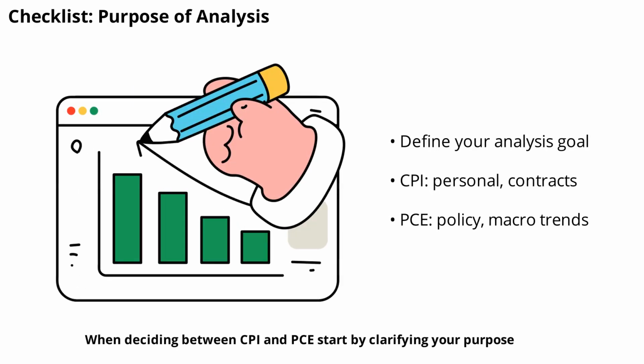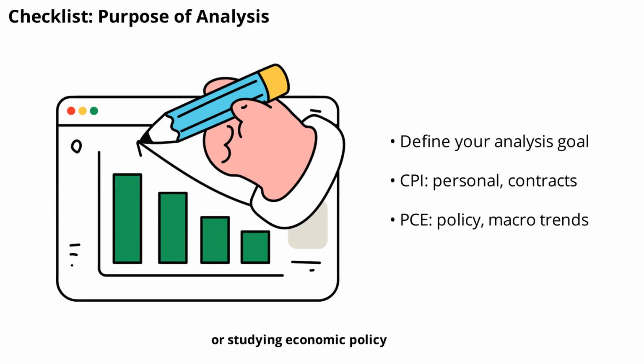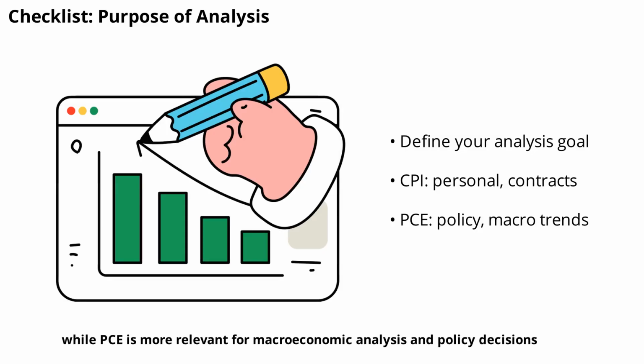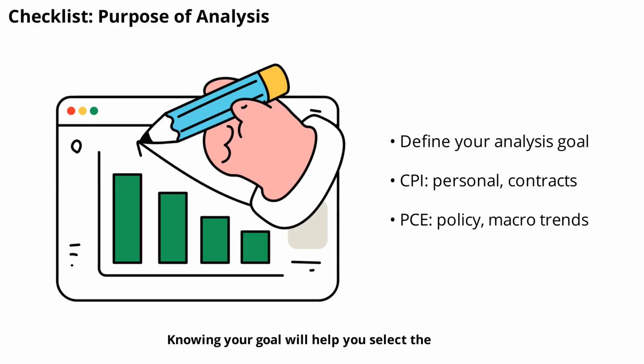When deciding between CPI and PCE, start by clarifying your purpose. Are you analyzing inflation for personal budgeting, adjusting contracts, or studying economic policy? CPI is often better for personal and contractual uses, while PCE is more relevant for macroeconomic analysis and policy decisions. Knowing your goal will help you select the most appropriate index and interpret the results accurately.